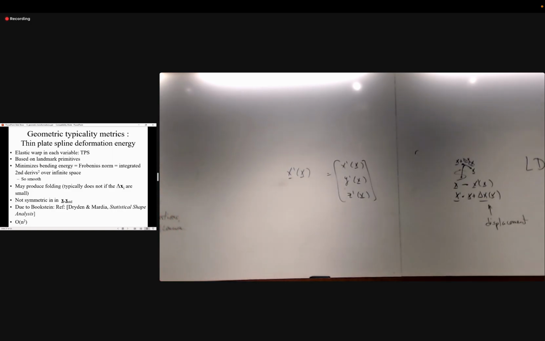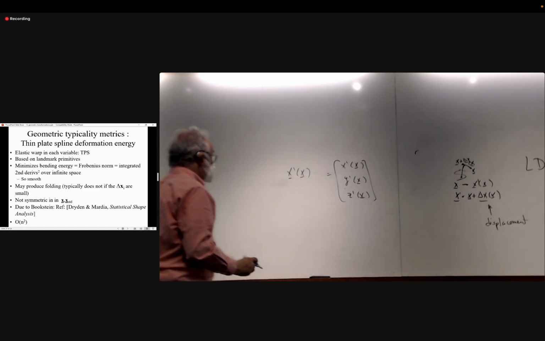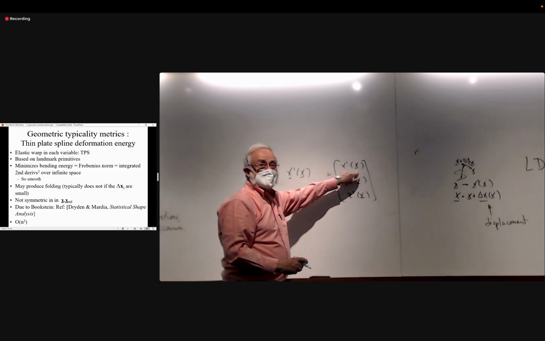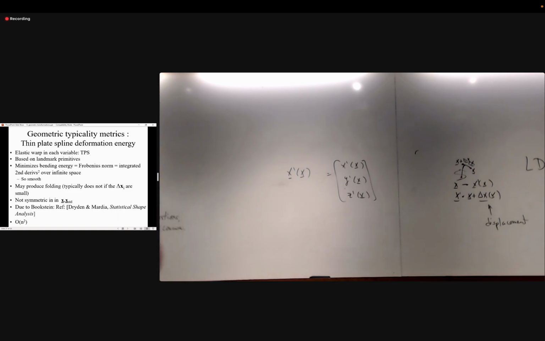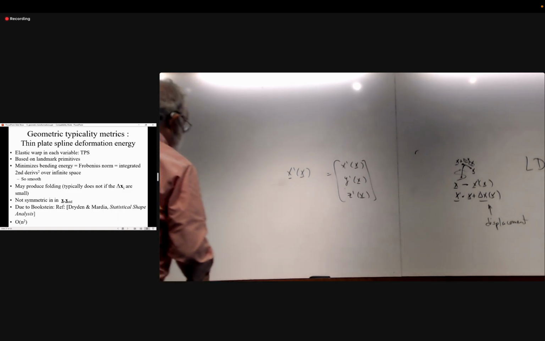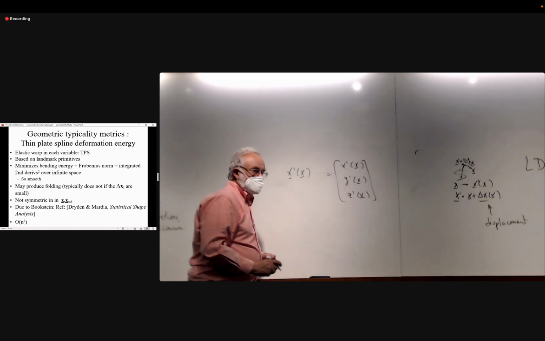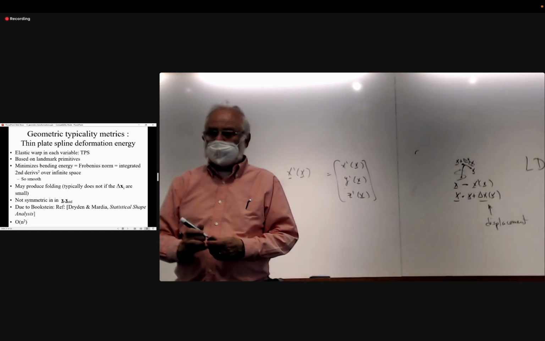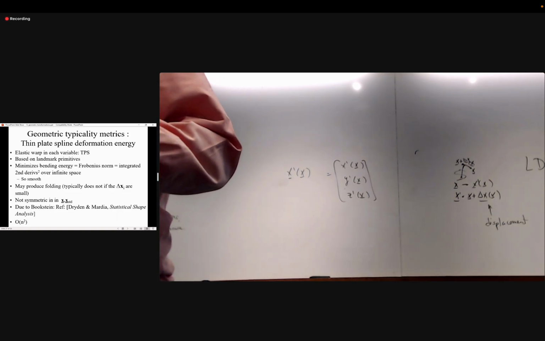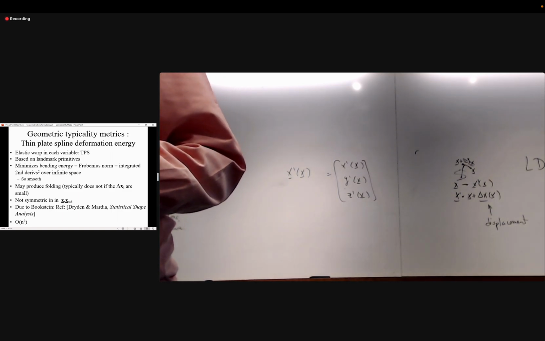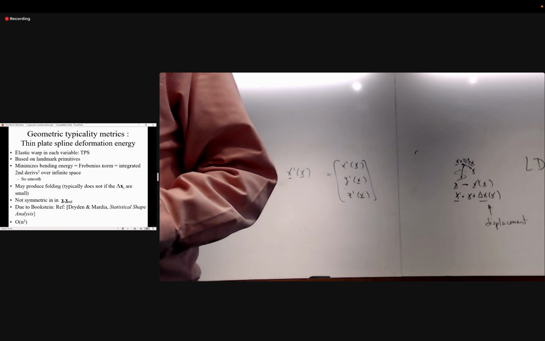X prime has an x component, a y component, and a z component, each of which are scalar. So these are three scalar functions of three variables, right? The basic idea is that the energy is going to reside in second derivatives.